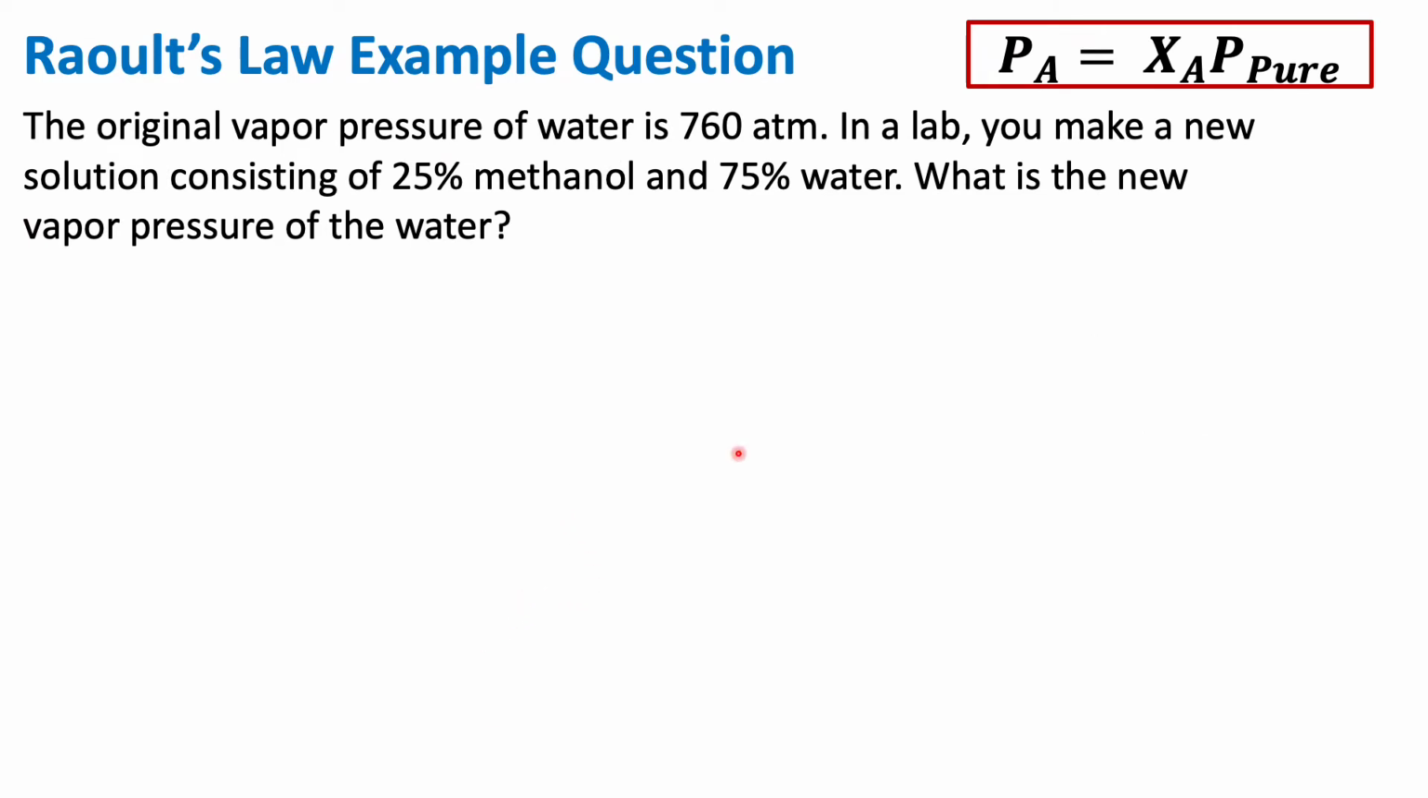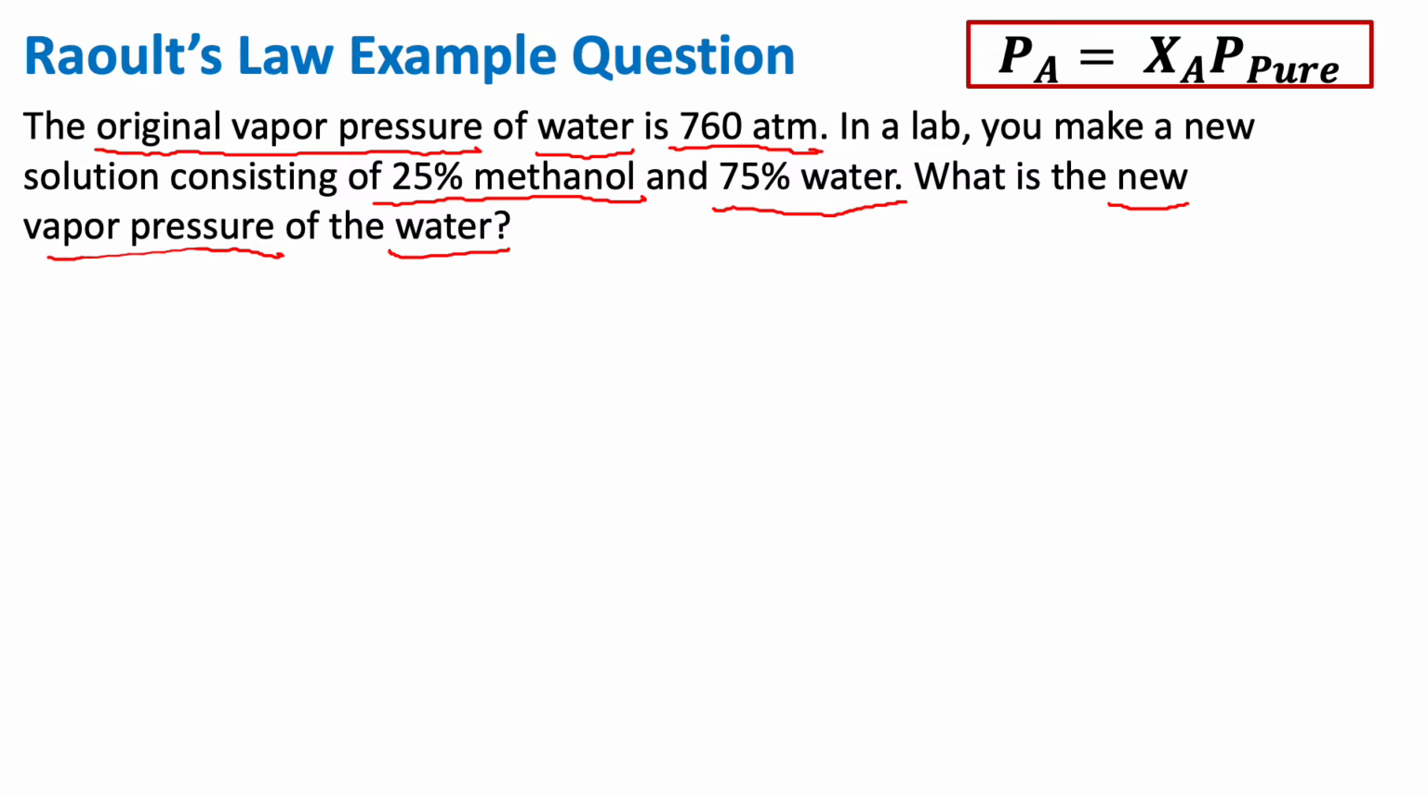So let's say that the original vapor pressure of water is 760 atm. In a lab, you make a new solution consisting of 25% methanol and 75% water. What is the new vapor pressure of water? So let's highlight some of our key terms. It says the original vapor pressure of water is 760 atm. Now, it says that in a lab, we create a solution consisting of 25% methanol, 75% water, and it's asking what is the new vapor pressure of water.